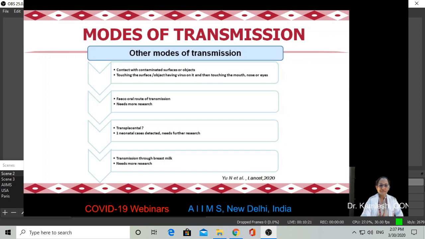Can it be passed on through a transplacental route? There are 2 instances of neonates being affected, one in China and one in London, but whether these neonates contracted the disease before the birth or after the birth is not yet clear. So more evidence is needed in this direction. Similarly, transmission through breast milk too needs more research.